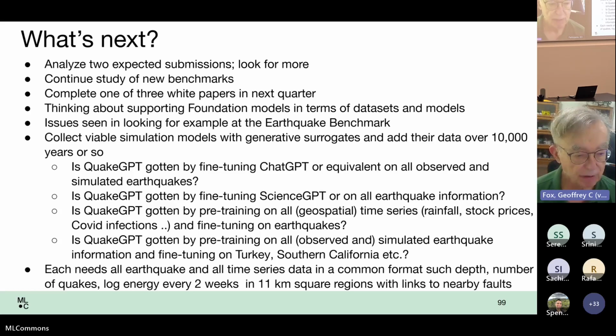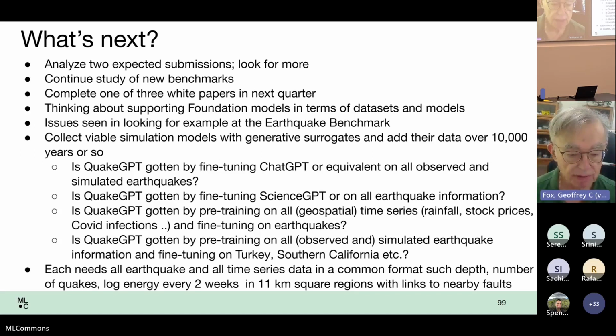So if we look at an earthquake foundation model, one person would have told me to fine-tune ChatGPT on something to do with earthquakes. There is a huge DOE project, probably, which is going to develop a science GPT by pouring a huge amount of science data at an exascale machine. So we might want to fine-tune that.